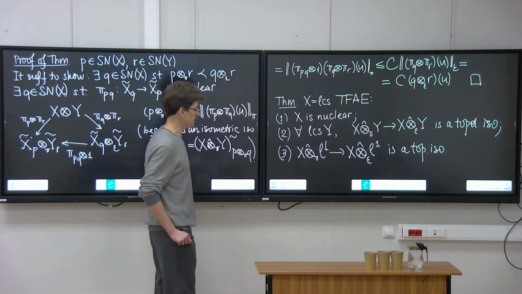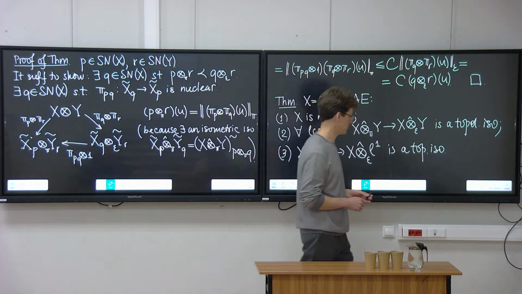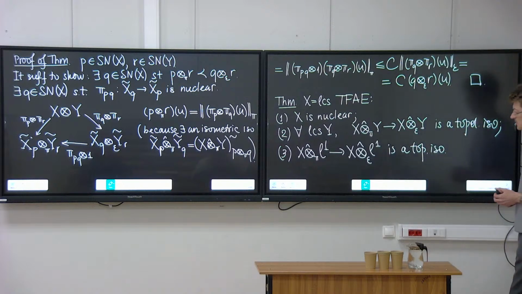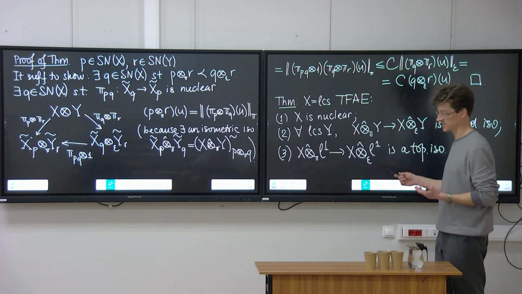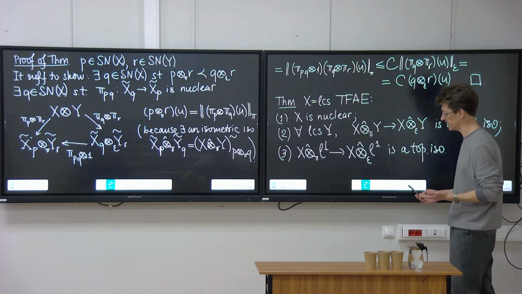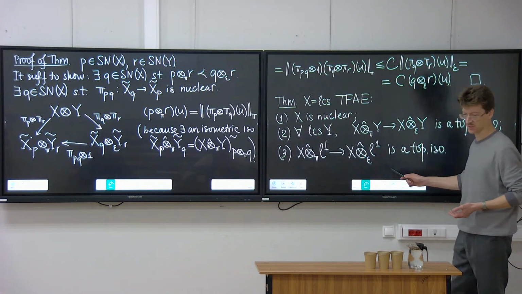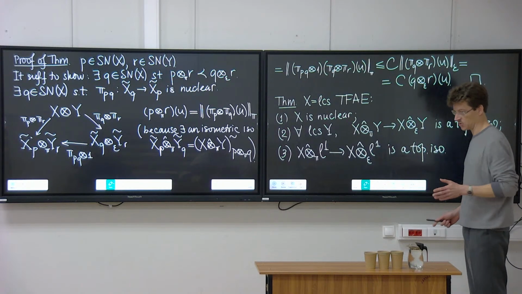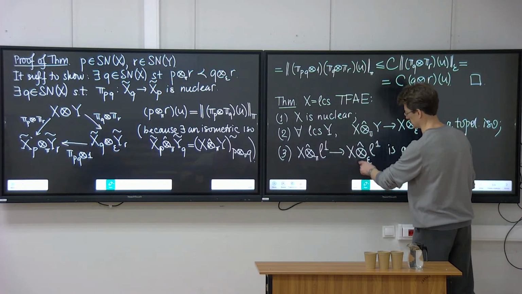But anyway, let me point out that this result really implies the Dvoretzky-Rogers theorem, which was mentioned some time ago at our lectures. If X is an infinite dimensional Banach space, then we know that X is not nuclear. So by this result, this map is not a topological isomorphism. And this more or less easily implies by the open mapping theorem that it is not surjective. This map is not surjective.